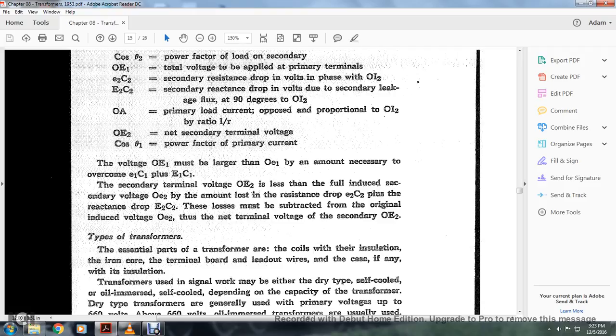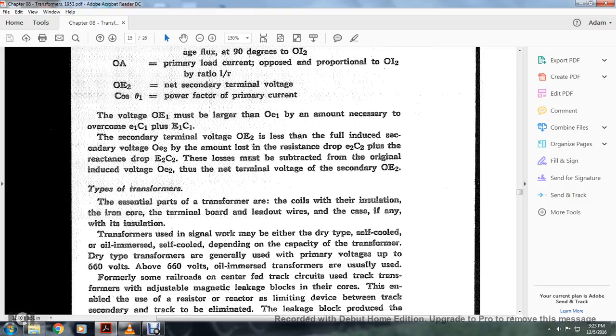Next, the net secondary terminal voltage is less than the fully induced secondary voltage OE2 by the amount of loss: the secondary resistance drop E2C2 in phase with OI2, plus the secondary reactance drop E2C2 due to secondary leakage flux at 90 degrees to OI2. This loss must be subtracted from the induced voltage OE2 to give the net secondary terminal voltage.